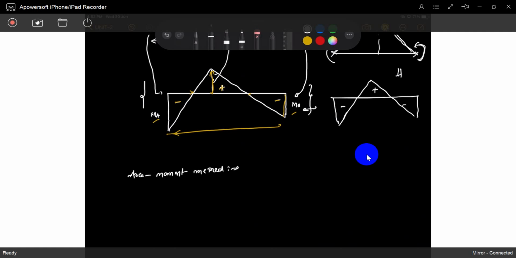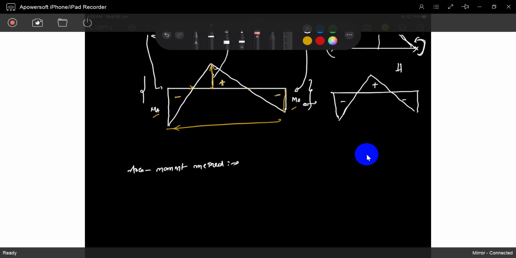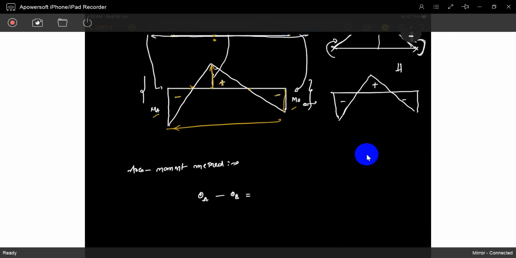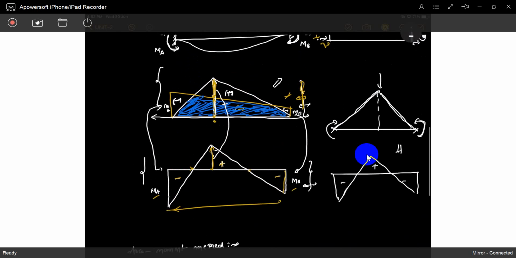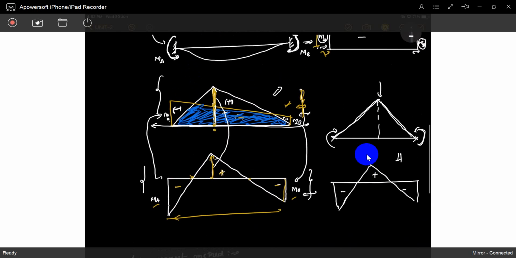So for the first theorem, I want to find out the deflections. I will choose theta A as 1 point and theta B as the second point. The difference of slope between any 2 points is equal to the area of the curvature diagram between those 2 points. So what is the curvature diagram? It is the bending moment divided by EI.